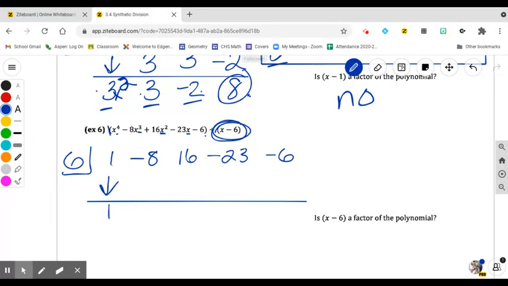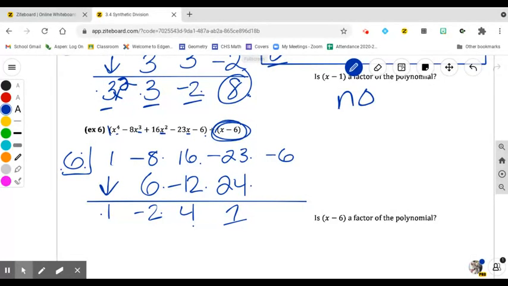Okay, drop down the 1. Now multiply. 6 times 1 is 6. Now add. Negative 8 plus 6 is negative 2. Multiply. 6 times negative 2 is negative 12. Now add. 16 minus 12 is 4. Multiply. 6 times 4 is 24. Now we add. Negative 23 plus 24 is 1.